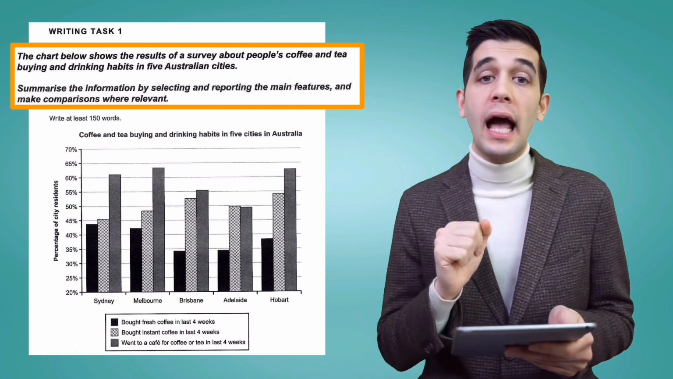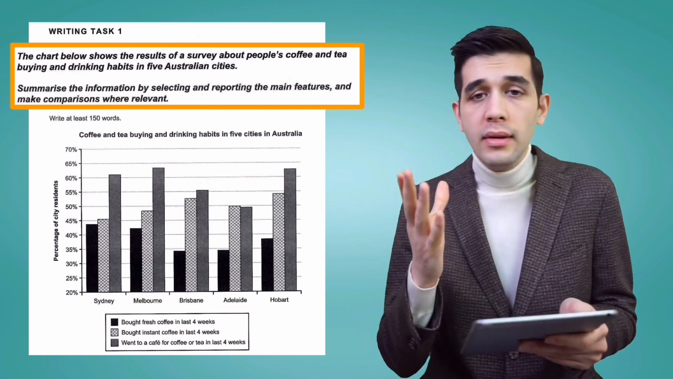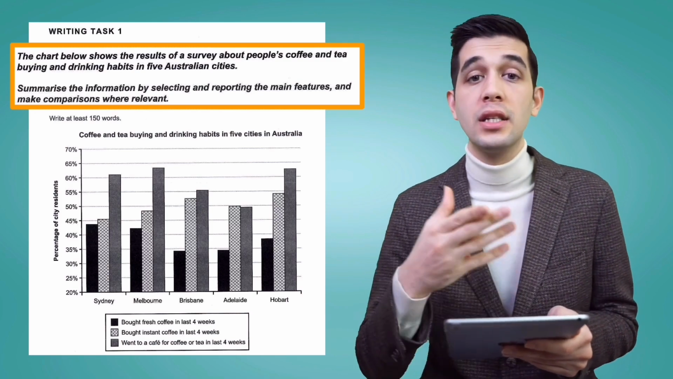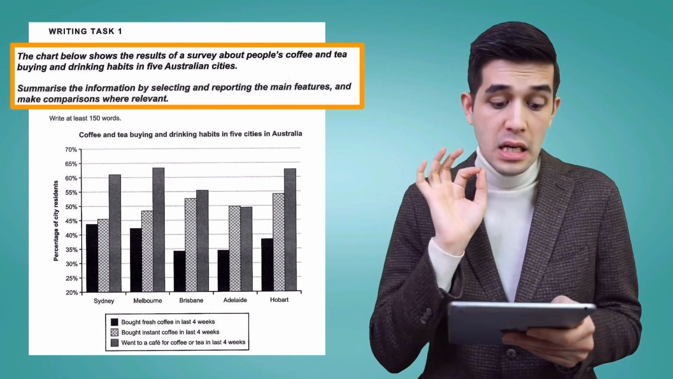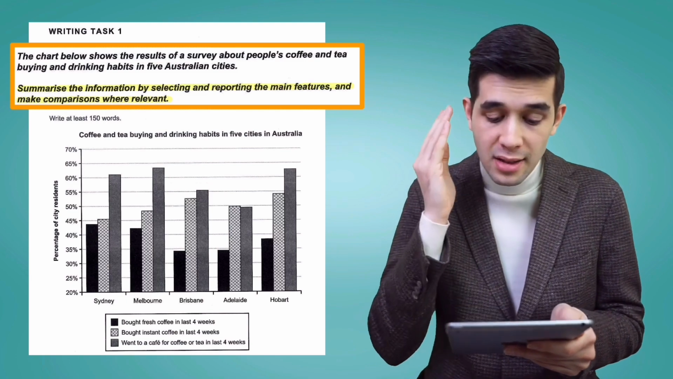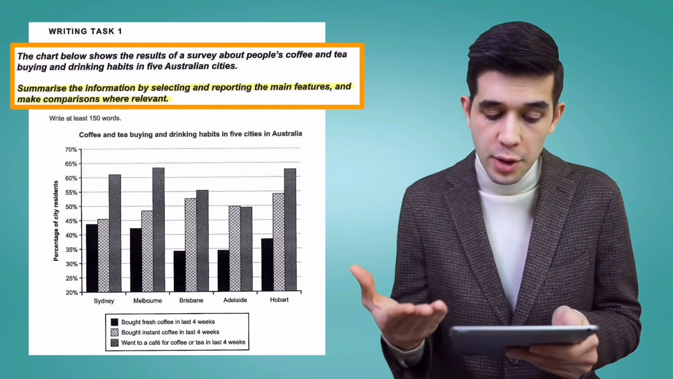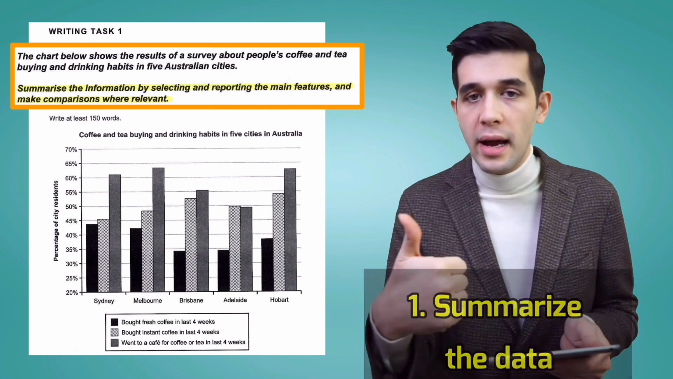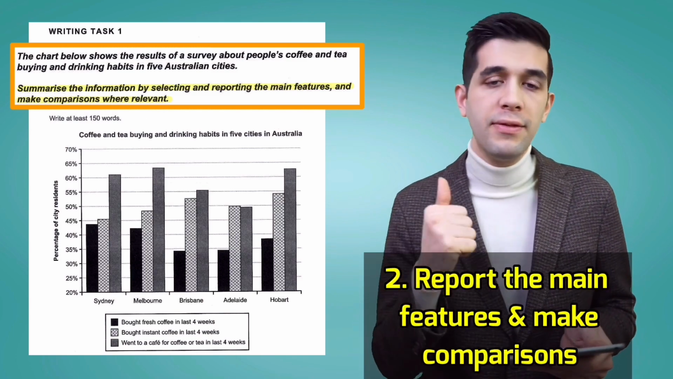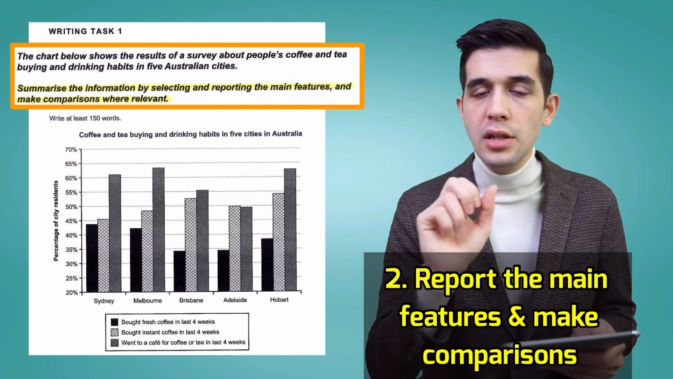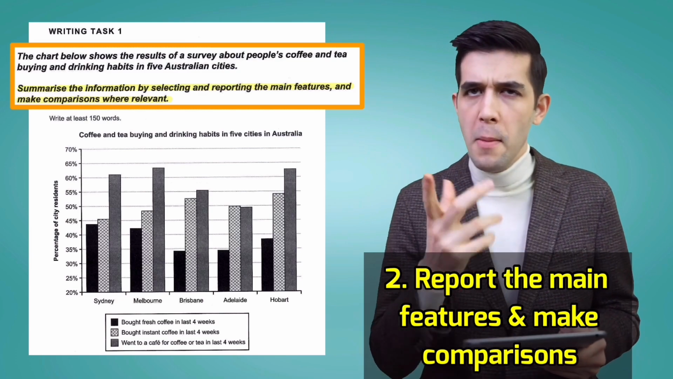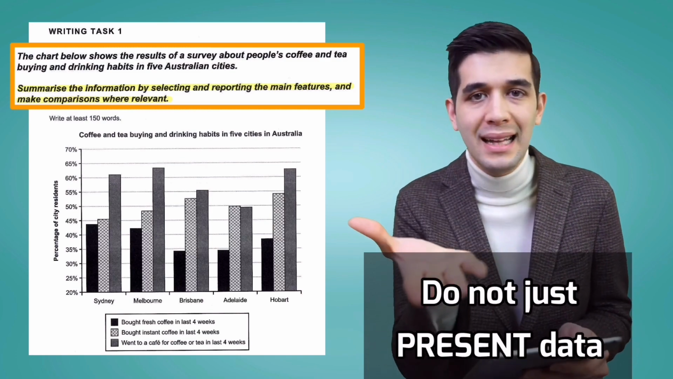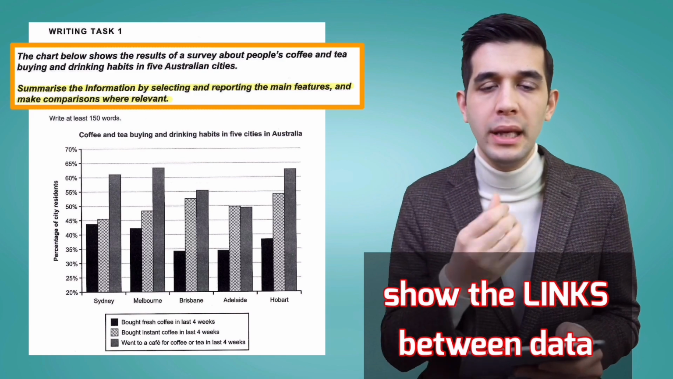Let's take another look at the task. What does the task say? All of the Writing Task 1 questions of IELTS are looking for one thing. Summarize the information by selecting and reporting the main features and make comparisons where relevant. So you have to summarize it, report the main features, and make comparisons. These are the things we are looking for. Okay, making comparisons, that is very important. You're not just here to present data, but you have to show the links between data.